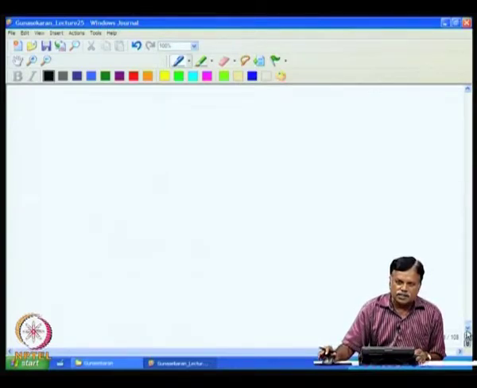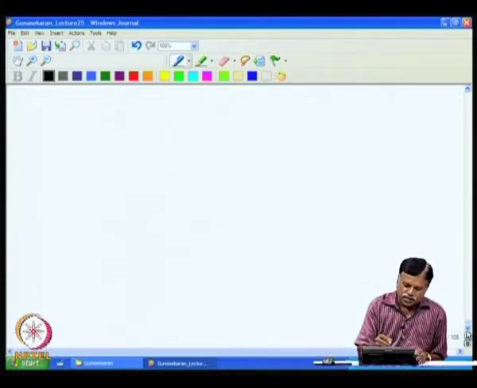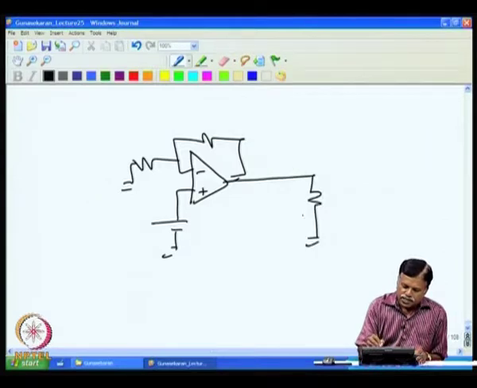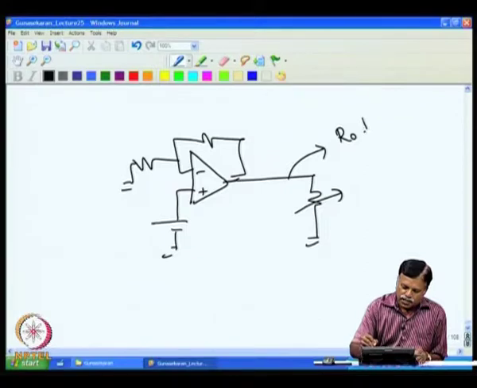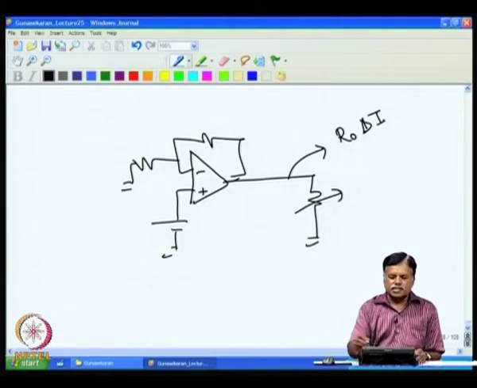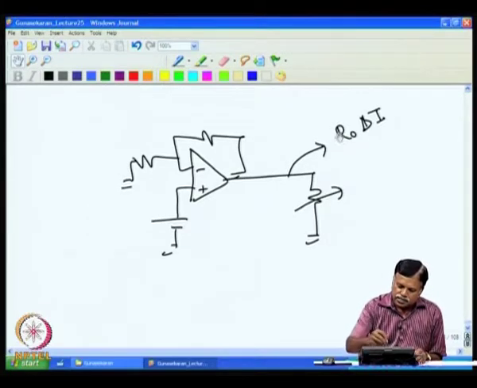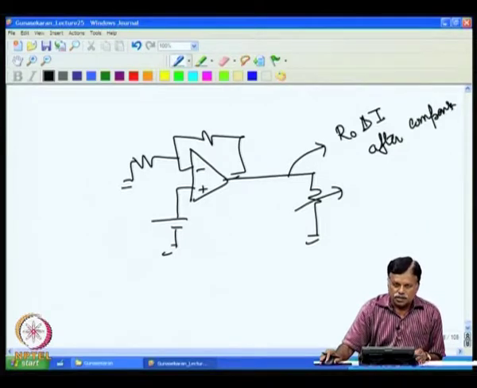Now, let us see what the error in the output is, what the problem is because of this output resistance. We have to remember that if I have an op amp circuit and I am loading it, if I change the load, then the output voltage will change. How much will it change? That will be R 0 into delta I, that is the change one should look at. This is an uncompensated error. This is the change after compensation, the change that is expected at the op amp terminal.